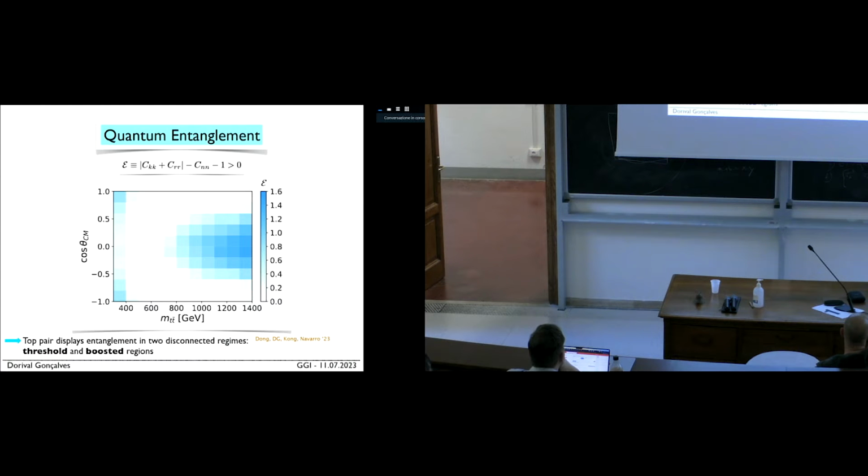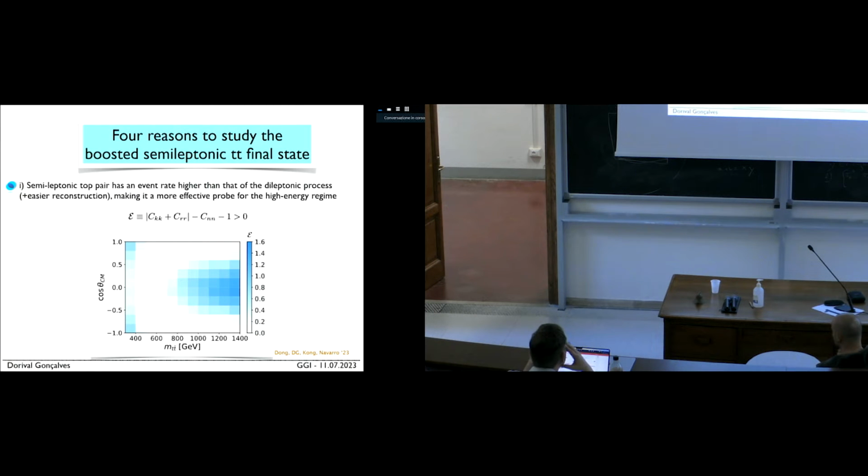What you see is that you have two disconnected regimes where you have entanglement. The threshold, as we saw in the experimental talk, is where the current experimental result sits. But you also have this boosted regime. Here you have a singlet state, here a triplet state, and they are disconnected from one another. Now, what I want to advocate is that while the current analysis focuses on the dileptonic case, we can still focus on this regime here. We have quite a lot of data, and even with the current data sets we in principle can have sensitivity for entanglement in this regime.